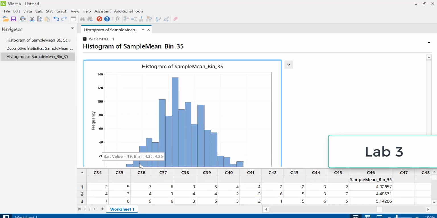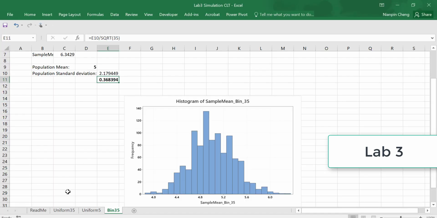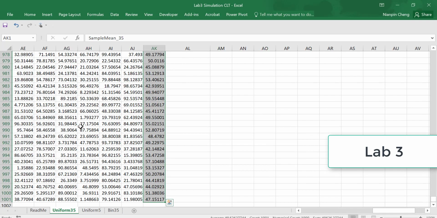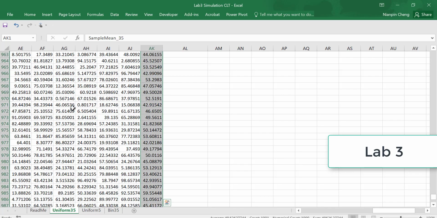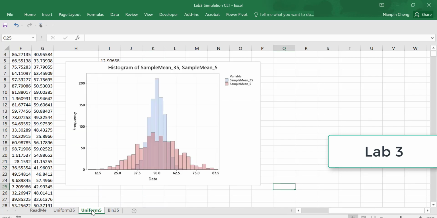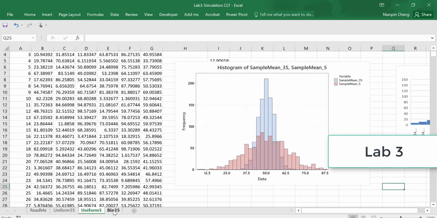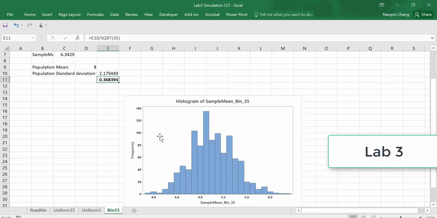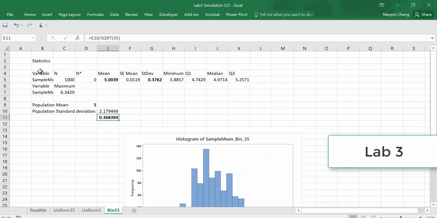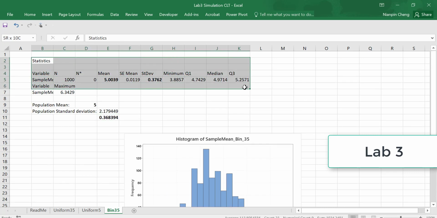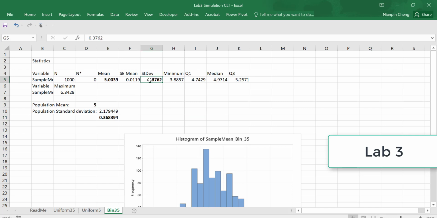Now you're done with your Lab3 if you generate this using Excel, and the uniform, you can use Excel or Minitab. For the binomial distribution, you use Minitab. And then give the final result, and verify the standard deviation and the mean. Okay? And also you have the histograms. You're done with this one.